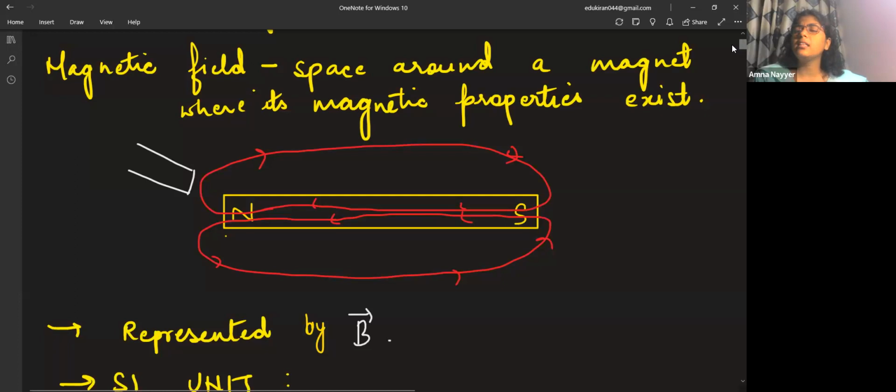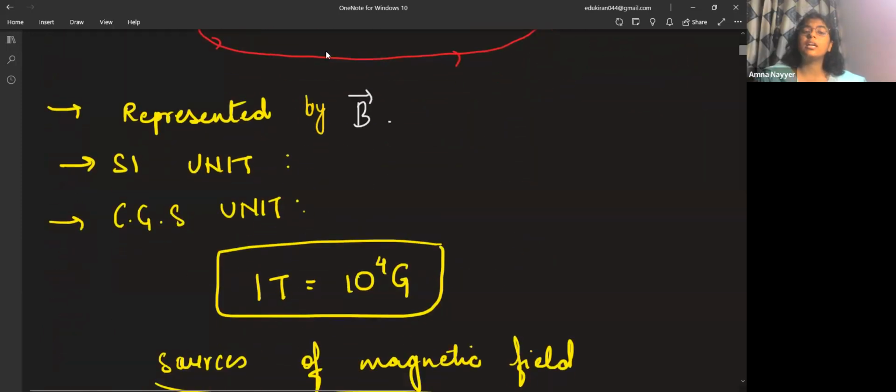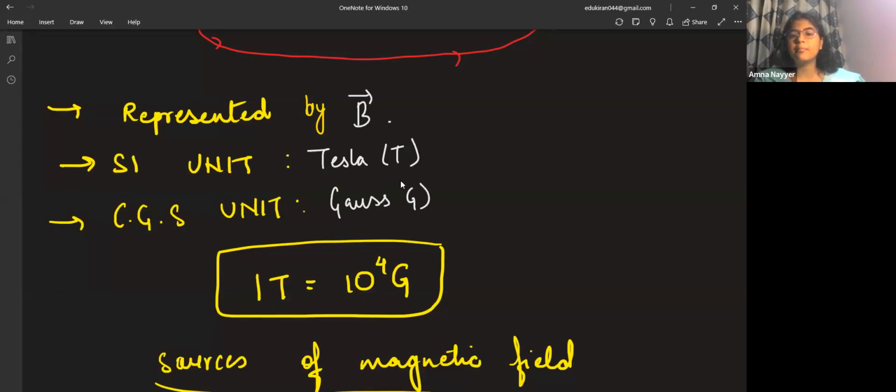It is the most important quantity where you will see directions getting involved. Lots and lots of questions will ask you the direction separately. SI unit is Tesla, and CGS unit is Gauss, that is capital G.